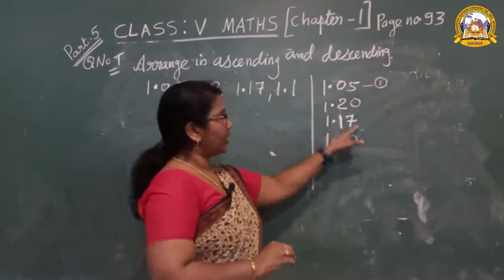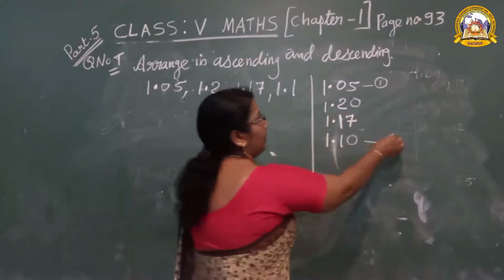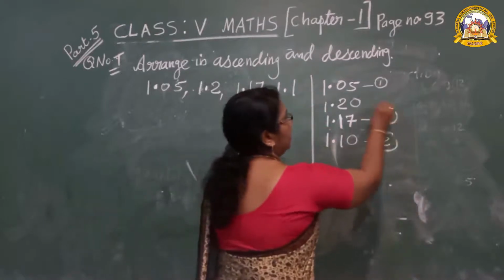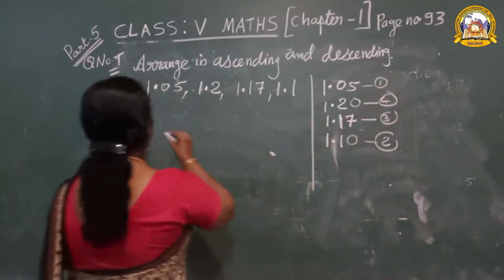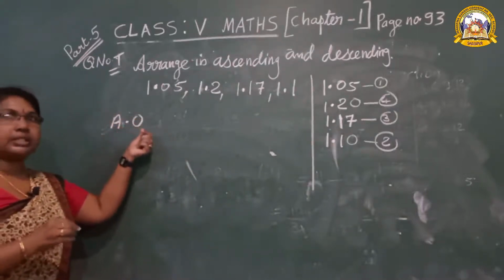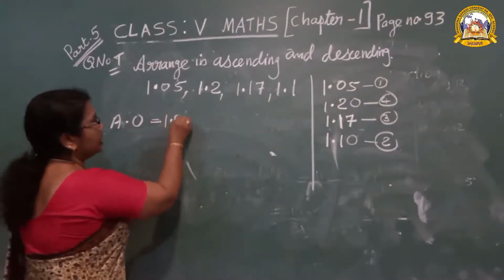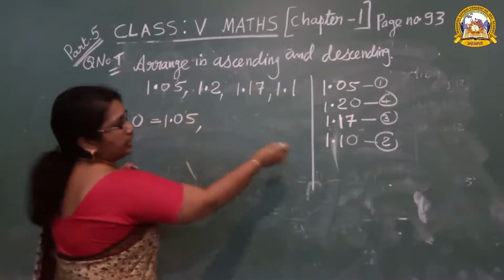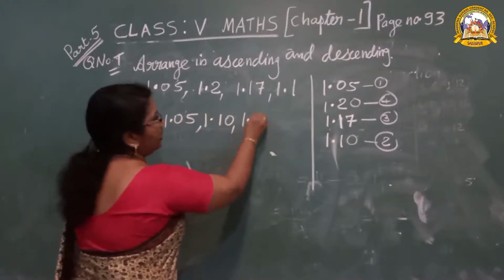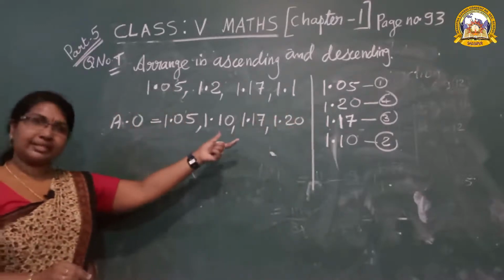Then 20, 17, 10, which is smallest? Again the second one is this. Now again see 20 and 17, which is the one? This is the third and this is the fourth. So you should write here ascending order. I have written in short form, AO means ascending order. Already we have written, you can understand very easily. 1.05, second one is 1.10, then 1.17, then 1.20. This is in ascending order.